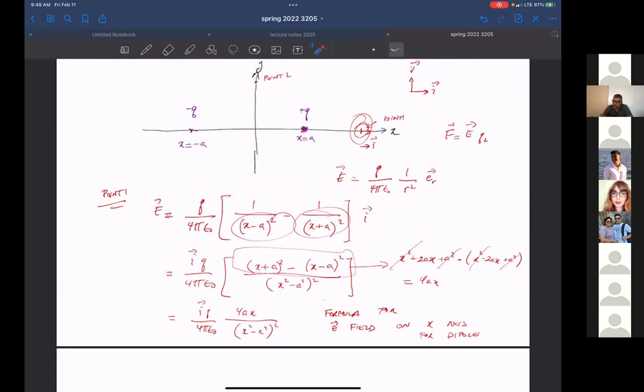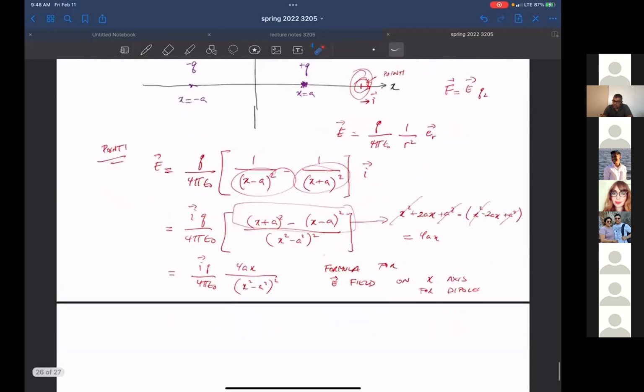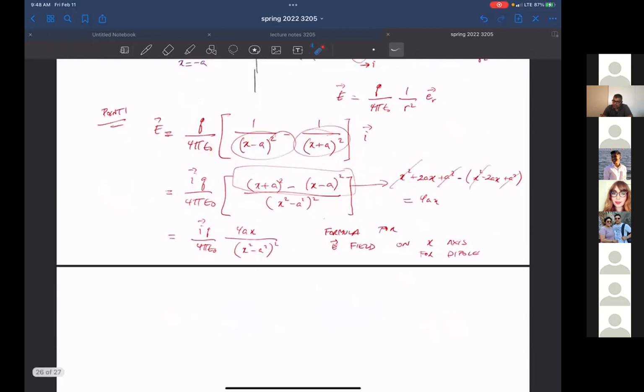Got it. Thank you. Sure. Okay, so that is the formula for this beast. Okay, now let's think about it. So this is the exact formula, let's call it.